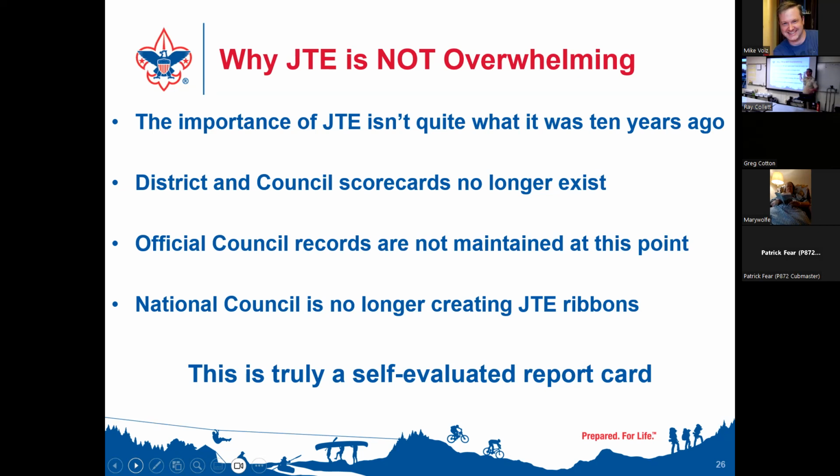It used to be that packs would roll up to districts, or rather all of the units, packs, troops, crews, ships would roll to district, districts would roll to council, all the way to national. It stops at the unit now. There is no district or council JTE. It is for you as a reflection of: are we doing the right thing? Now, they still update it every year, and I still think it's a valuable tool.